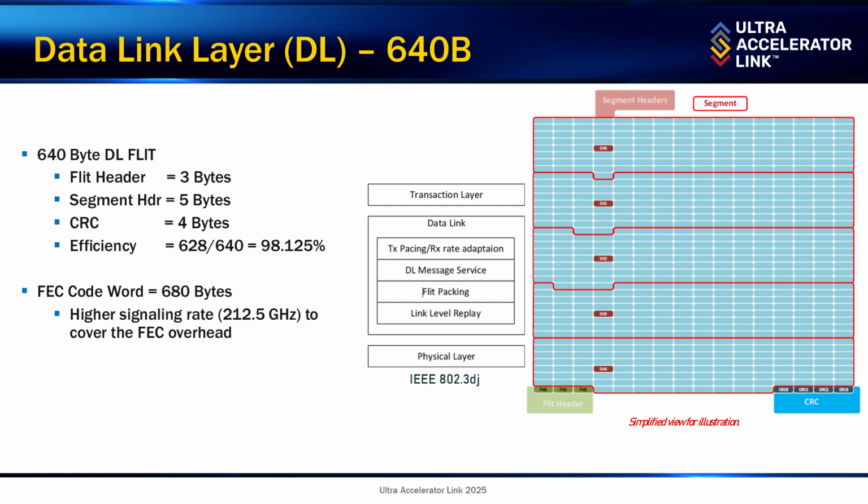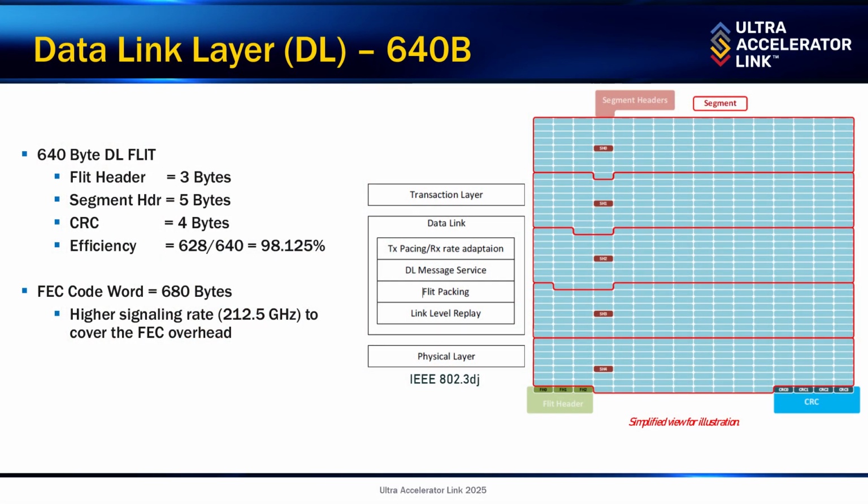Now, all of these things have some overheads that we have to account for. The flit header, which is the green thing down in the bottom left corner, takes up 3 bytes. Segment headers: each of these red circled boxes is called a segment. We need 1 header control field in there to tell us what's in that segment, so that'll take 5 bytes. We need a CRC at 4 bytes. So that knocks us down 12 bytes here.